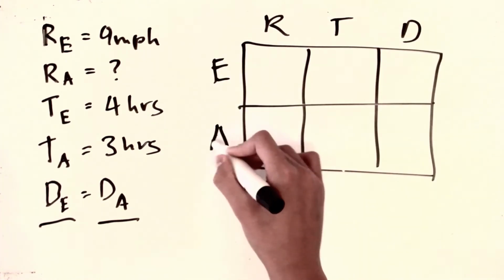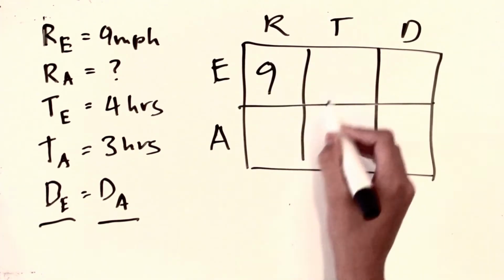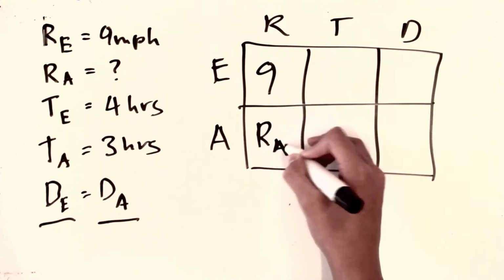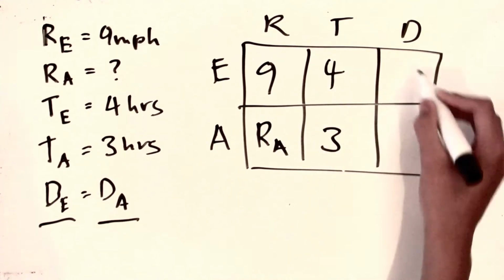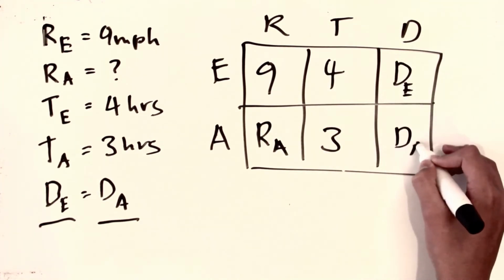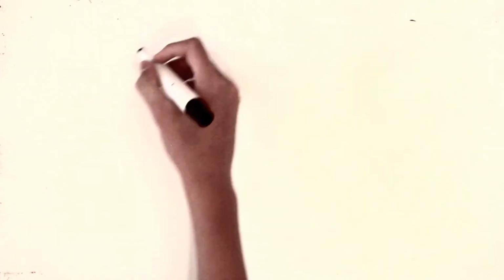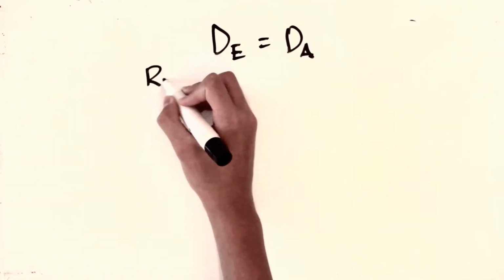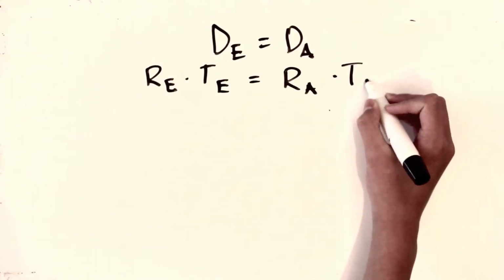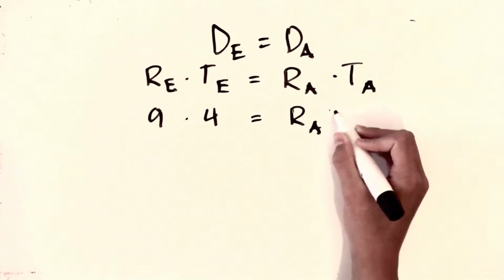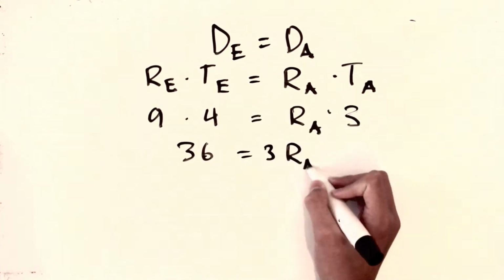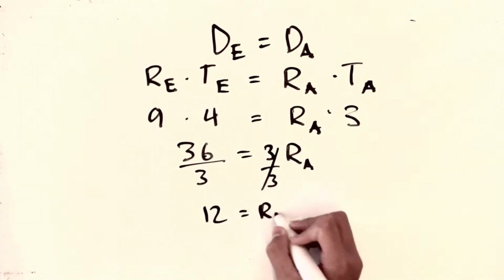We can plug in Eric's rate as 9 and Addison's rate with a variable, and the hours 4 and 3 for Eric and Addison's times respectively. And once again, the distances are equal. Because of that fact, the rates and times of each equation are equal to each other. Then we plug in all the values and divide both sides by 3, and r sub a is 12.